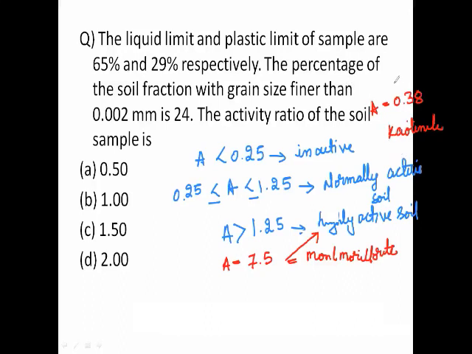Similarly, we also have Illite. It has an activity number of 0.5. Just remember these things: 7.5, then 0.38, as well as 0.98. Okay, so for the next question, what is the answer for this one? That is option C. Next question.